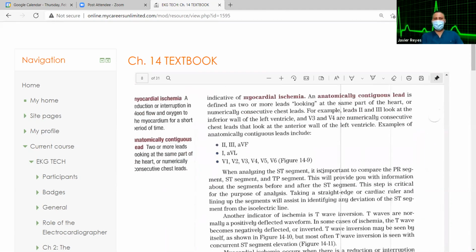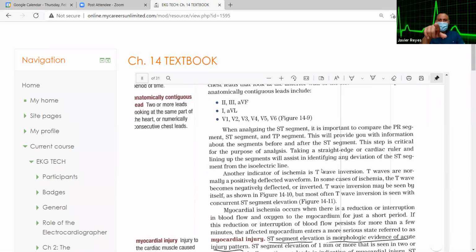Okay. So ischemia. How do you determine if somebody actually had ischemia? An anatomically contiguous lead is defined as 2 or more leads that are right next to each other or looking at the same area of the heart. For example, 2 and 3, V3 and V4. If that is confirmed, then you are looking at ischemia. So you have to look at more leads. That's why right now we're looking at the EKG. You can see that it's not 2, it's 3 or 4 of them that had changes. So those are contiguous leads. They're right next to each other.